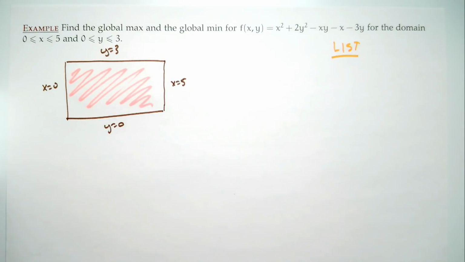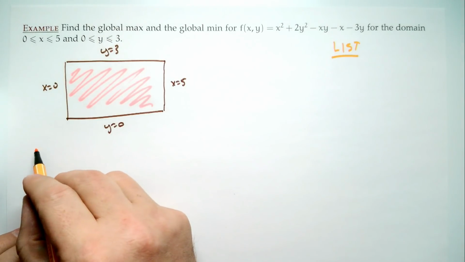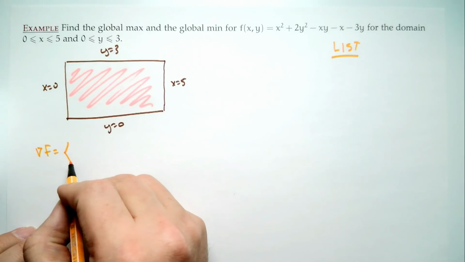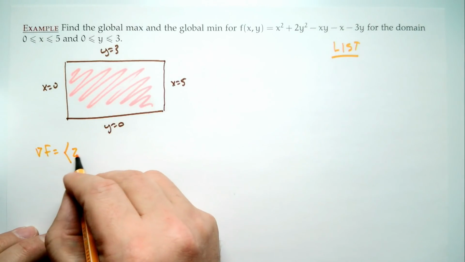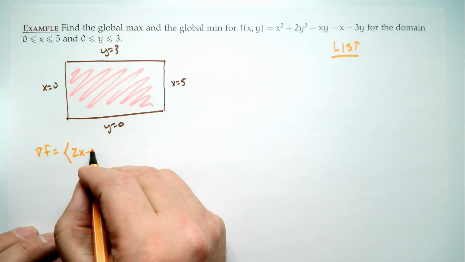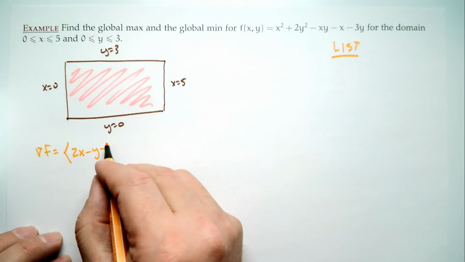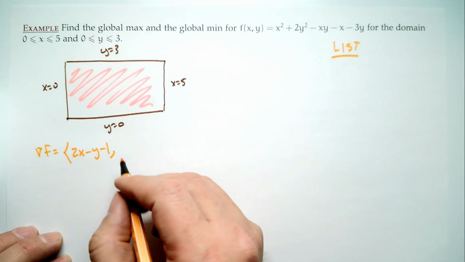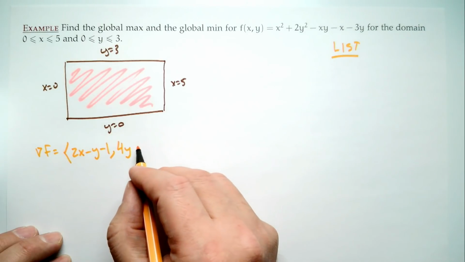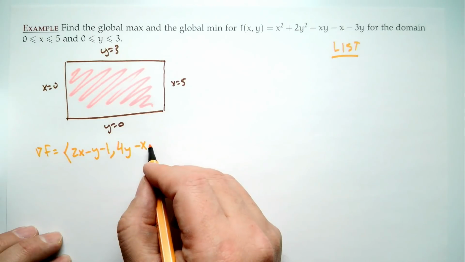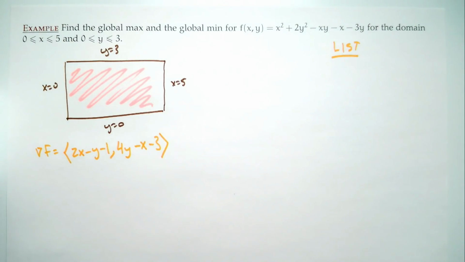Step 1, look in the interior. When I'm looking in the interior, what do I do? Find the critical points by doing what? Gradient. So the interior comes from the gradient. So we should find the gradient. What is the gradient of f? 2x minus y minus 1, comma, 4y minus x minus 3. Okay, good. So there's the gradient.